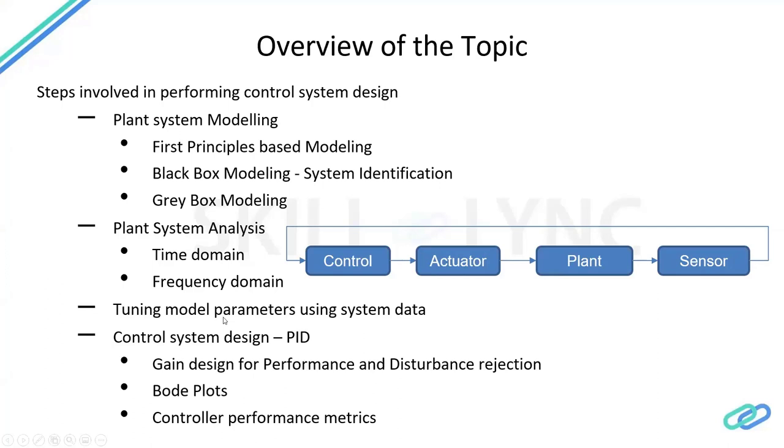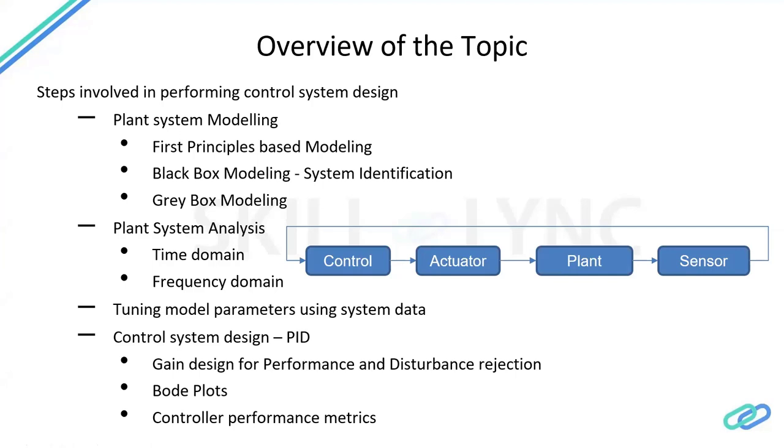Any model will involve what are called plant parameters. For example, if you take the motor, you can have damping inside when the motor spins. So this parameter will be tuned. Not every time will the supplier give you these parameters; sometimes this data is not available to you. You start tuning this parameter using the data that you have.